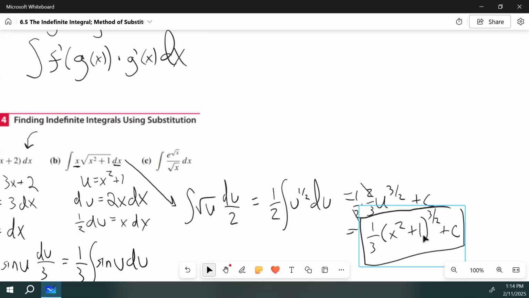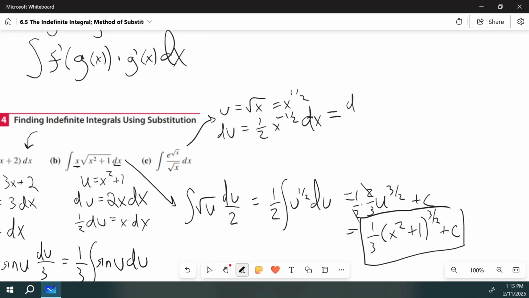Now this last one here, e to the square root of x over square root of x. This one's a little tricky, but if you tried to let u equal the numerator, that's going to be kind of tricky. For this one, let u equal the square root, because that's what's inside the e to the x function. If you let u equal square root of x, then this would be x to the 1/2, and du is equal to 1/2 x to the negative 1/2 dx, which is equal to dx over 2 square root of x, if you bring the negative 1/2 exponent to the denominator.